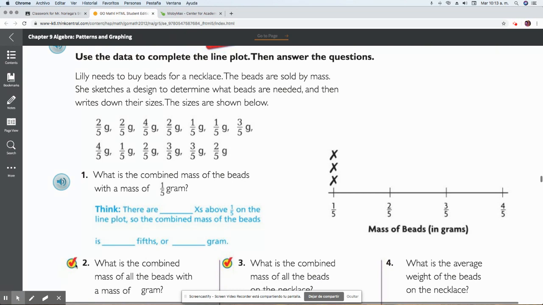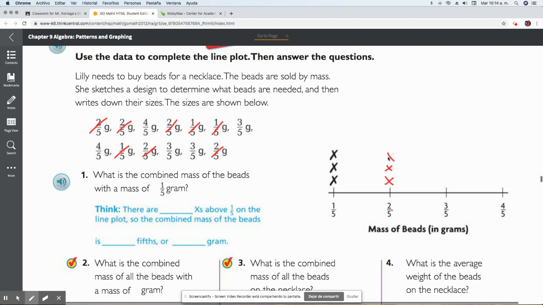Okay, so 1/5. As I count the 1/5 right here, I'm going to cross them out. So 1, 2, 3. We already have the 3 x's that we need on top of 1/5. Now let's move on to the next fraction, which is 2/5. 1, 2, 3, 4, 5. So that means that we need 5 x's on top of 2/5.